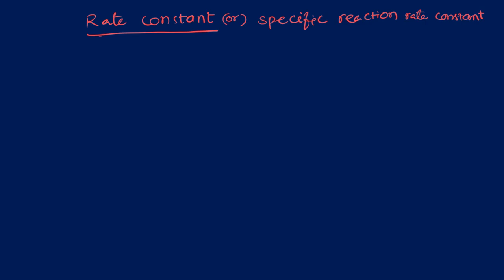Rate constant, or specific reaction rate constant. We know that according to rate law, rate is equal to K times reactant concentration power n. Now K is equal to rate divided by reactant concentration power n. N is what? Order of reaction. So this we can calculate when rate, reactant concentration and order are known.